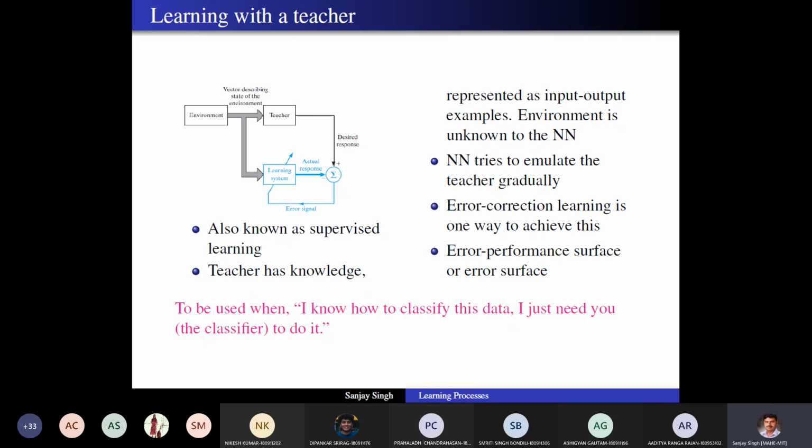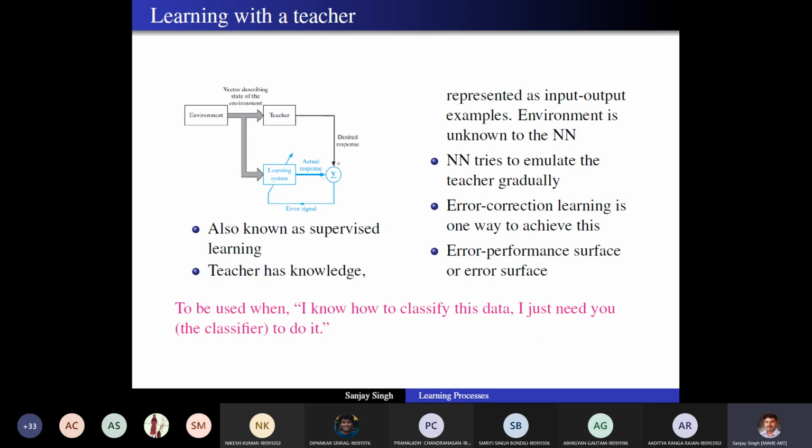Now, when do we use this? There is a simple thing to remember. How do I know when I should go for supervised learning? It should be used when the scenario is something like this: I know how to classify this data or design a regression for this. I just need you, that is the algorithm, to do it for me. If this is the scenario, you go for a supervised learning approach.